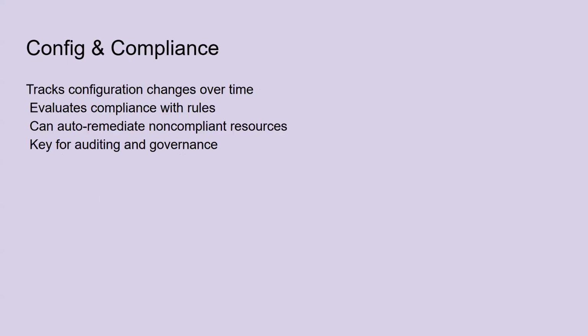Now we go to AWS Config and compliance. This tracks your configuration changes over time. It evaluates compliance with rules, can auto-remediate non-compliant resources, and it's key for auditing and governance.